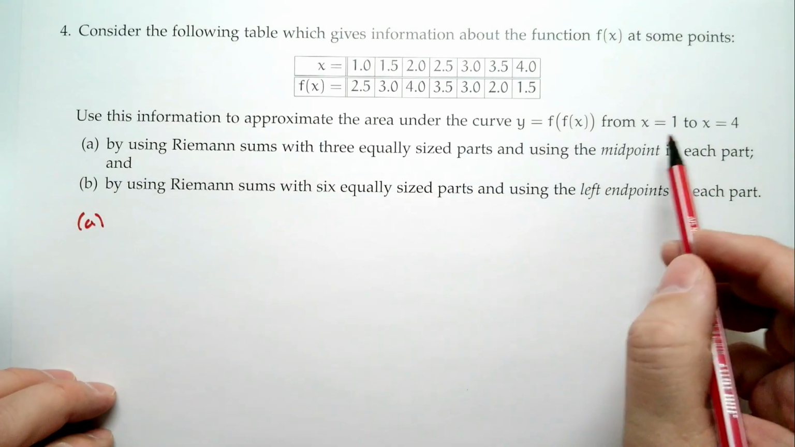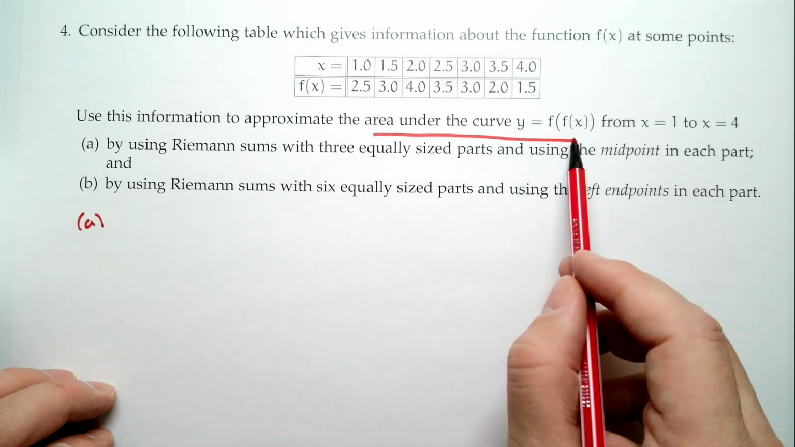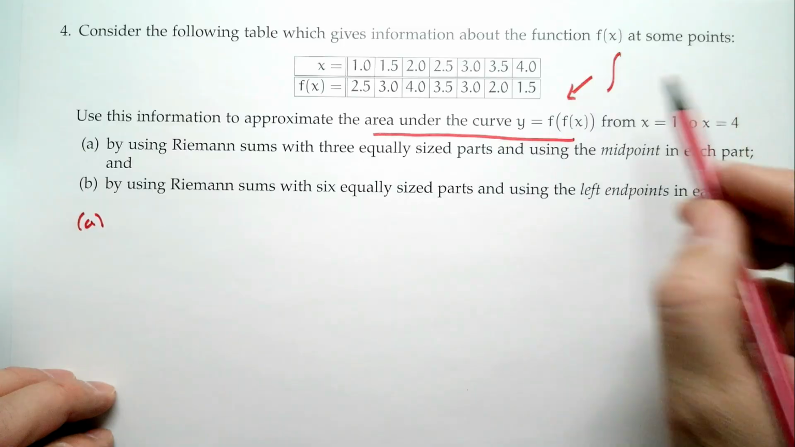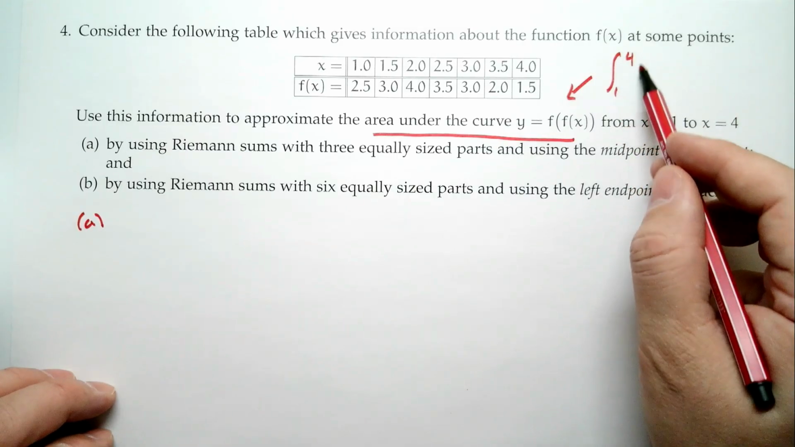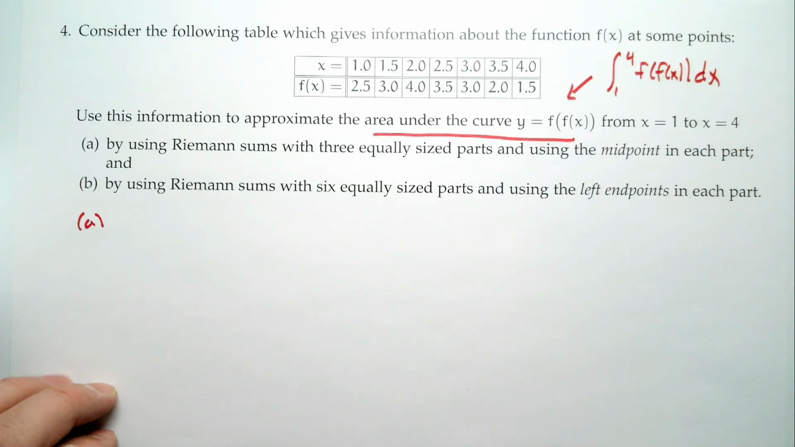So notice we're going from 1 to 4 and we're approximating the area under the curve. So area under the curve f of x, that's really saying find the integral from 1 to 4 of f of x. So we're after approximating that integral. So that's the thing we're trying to approximate.